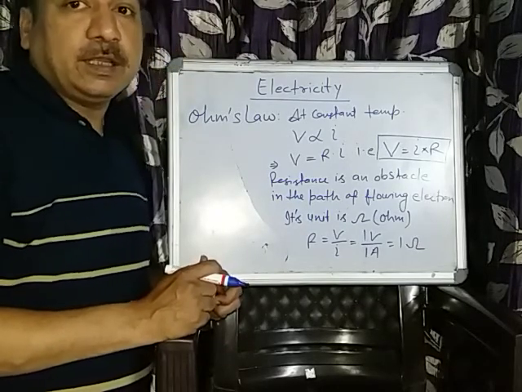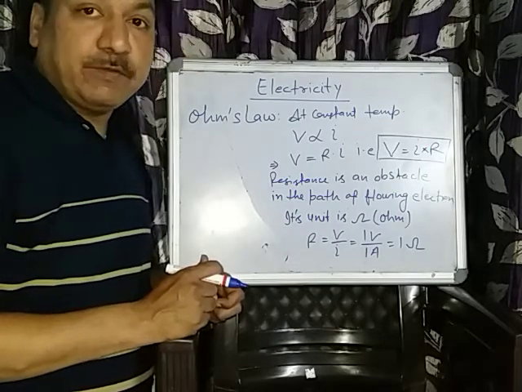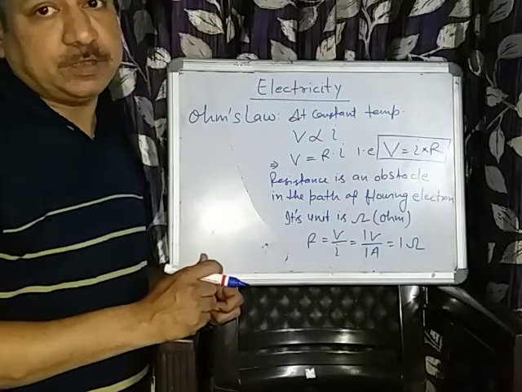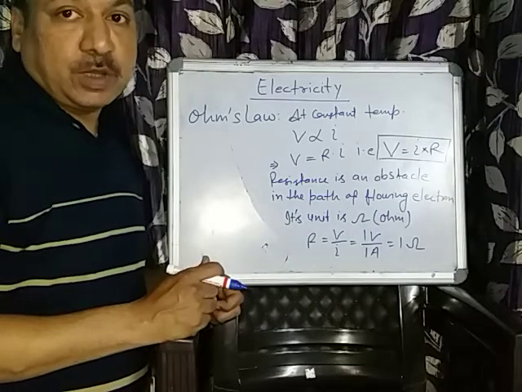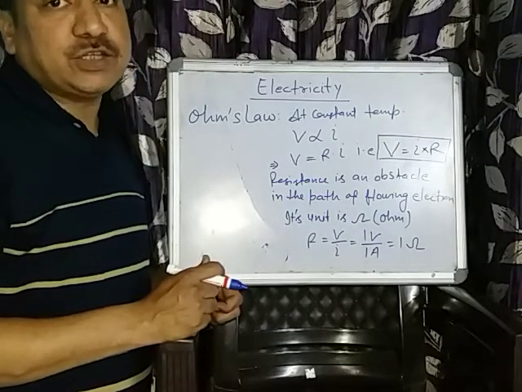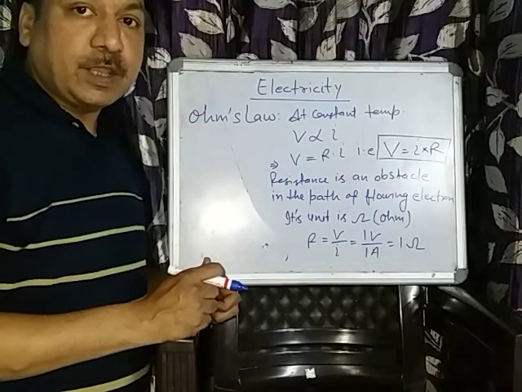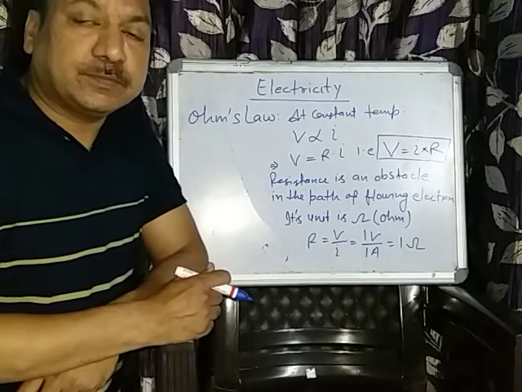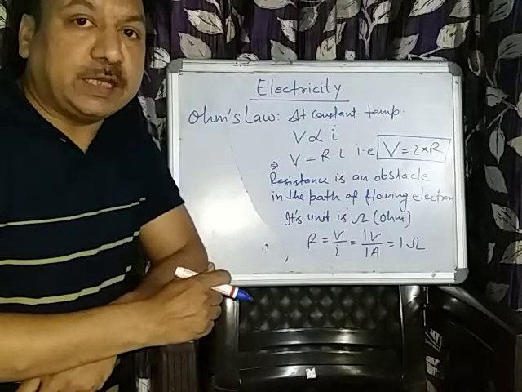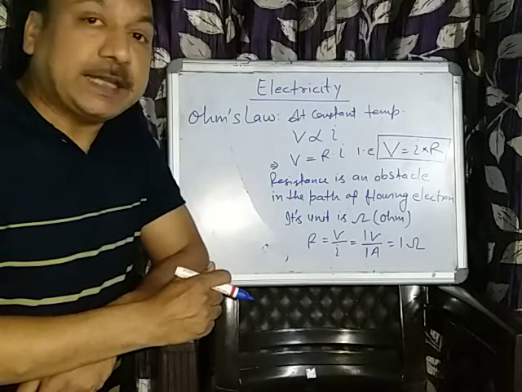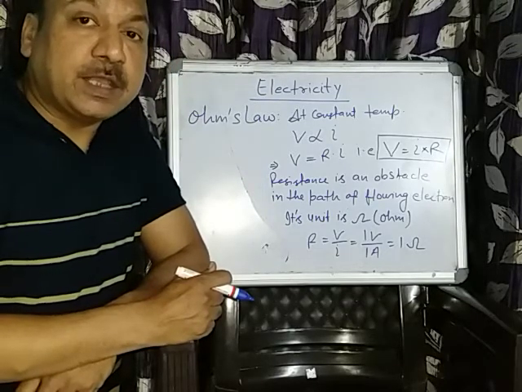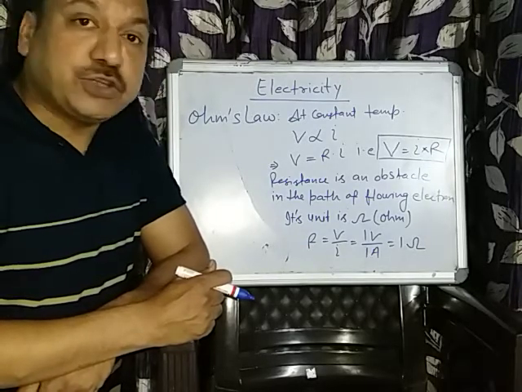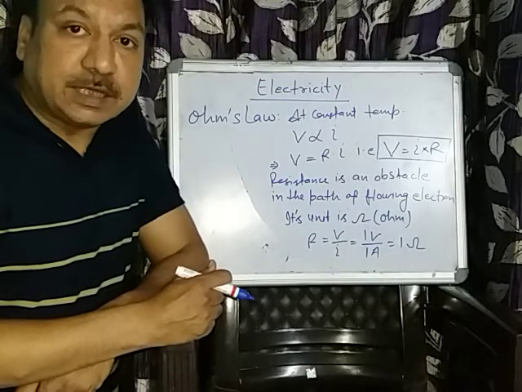And today, in the chapter Electricity, I will be dealing with Ohm's law, and it is a very important topic of this chapter. What is Ohm's law? Ohm's law is related with the relation between potential and current. You know, potential means the work done by the electron moving from one point to another point. And the current, that I have already discussed in the previous classes, is the rate of flow of charge.